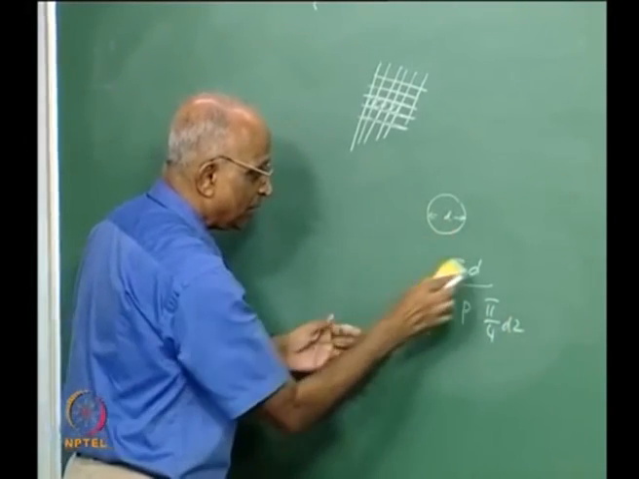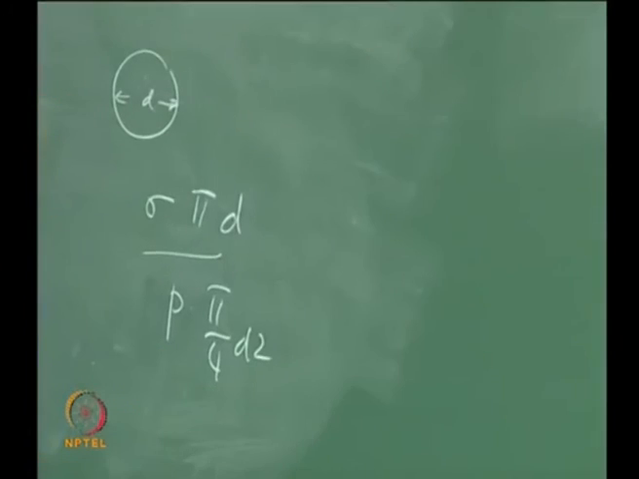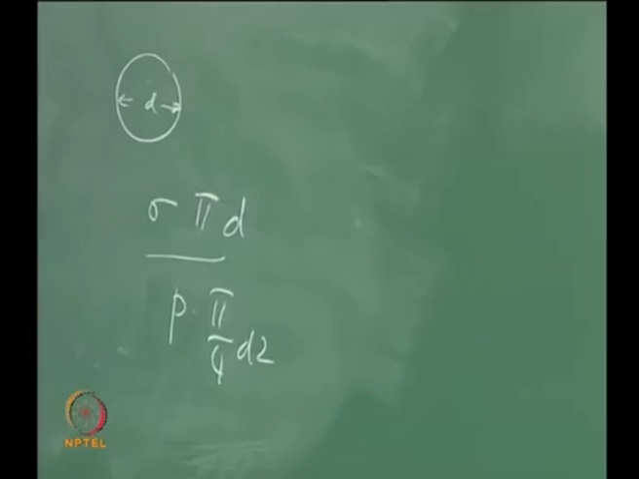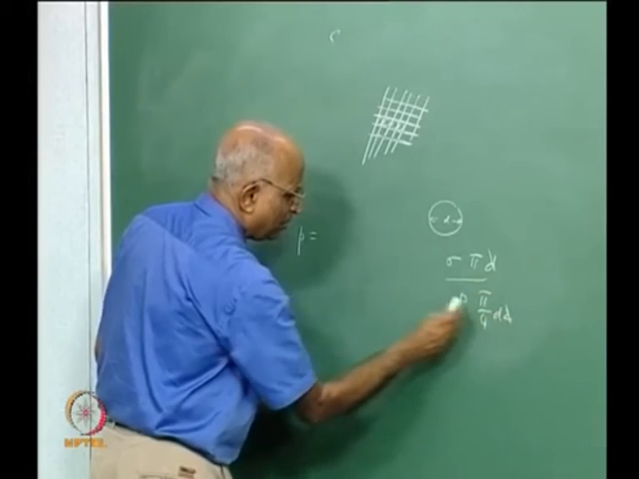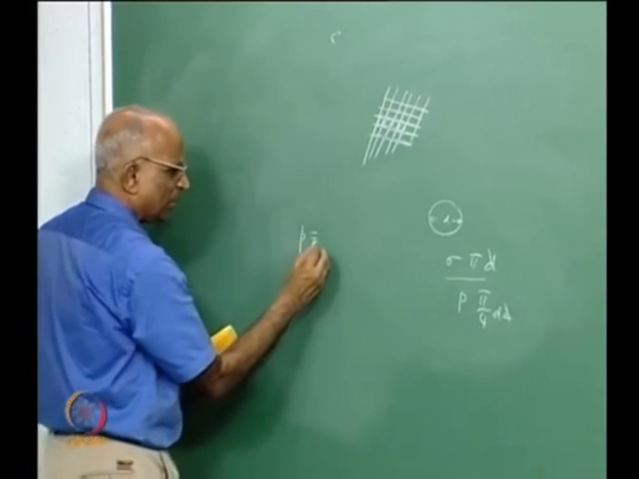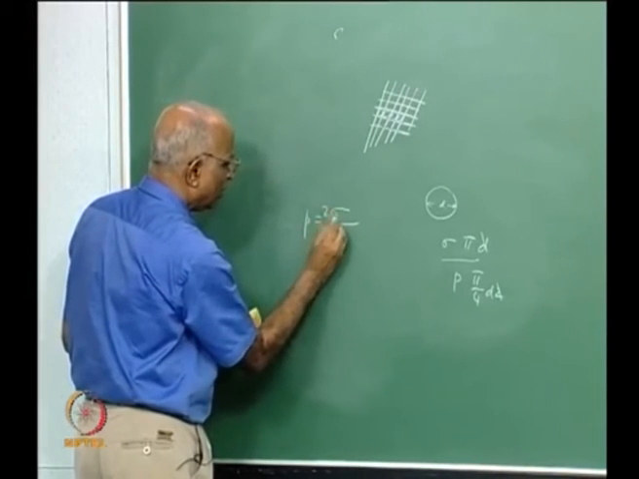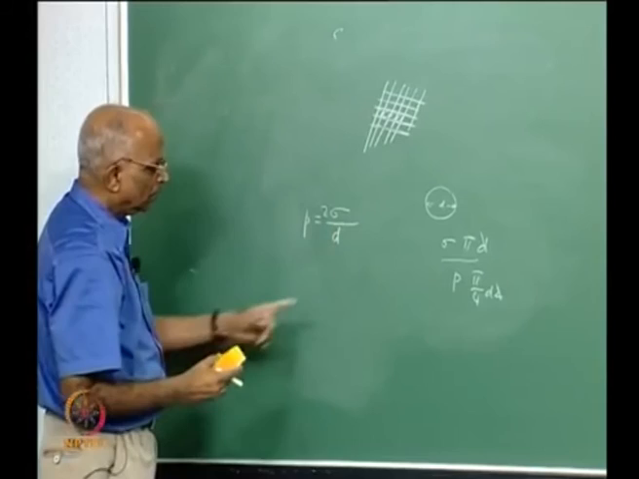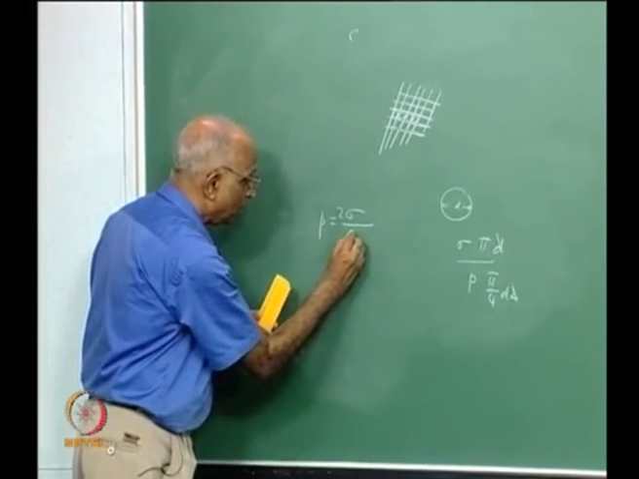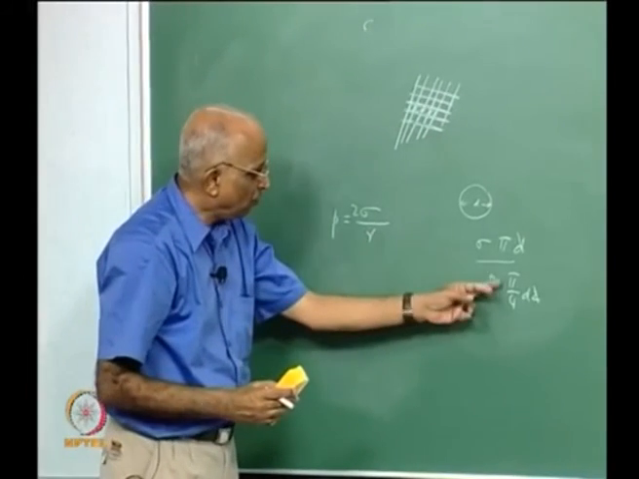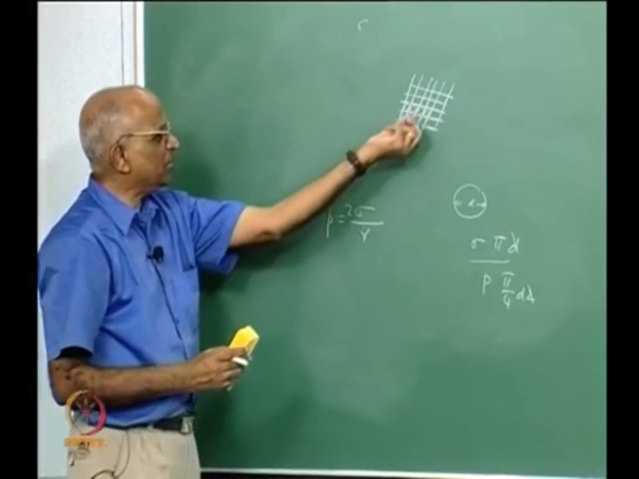This is the perimeter, therefore this should have been sigma into pi d over here, and therefore this particular diameter can hold a pressure equal to something like, let us say, d, and d gets cancelled, p comes on top over here. Therefore sigma over p is equal to 1 by 2 sigma by d, or rather 4 sigma by d, or 2 sigma by r, and therefore this is the pressure.